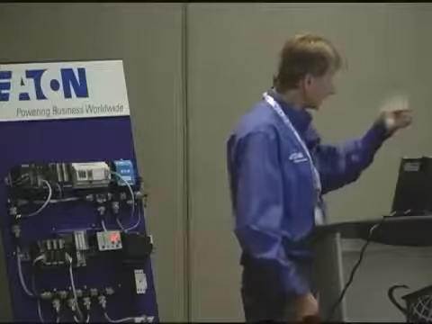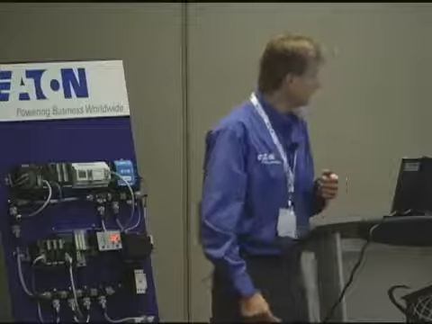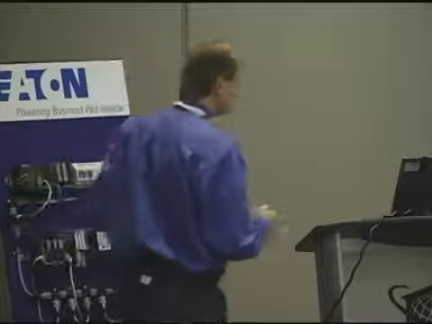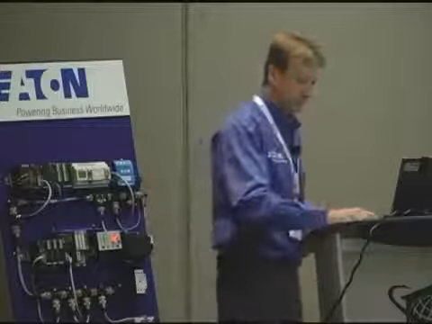64 devices per network, and we've got data rates of 125 to 500 kilobits per second, so faster than Modbus RTU. One of the other criteria of this particular protocol is that the power and communications are run over the same cable, not the same conductors. What they're saying is, in a cable, you've got power and you've got data. So you have five conductors in that particular cable.